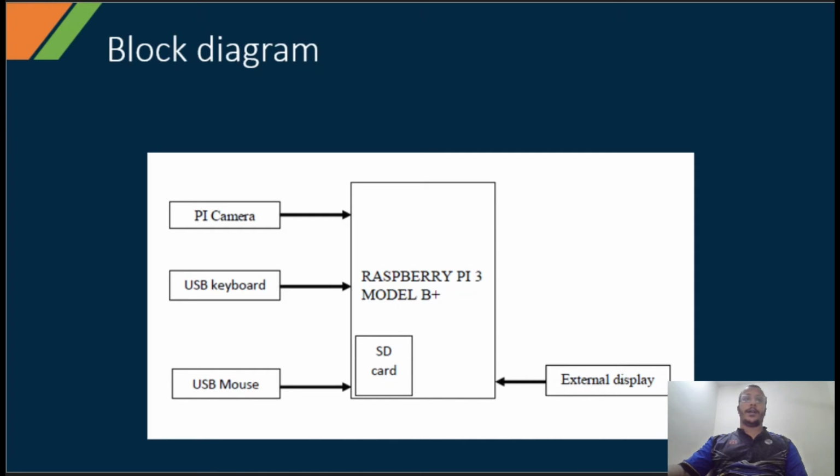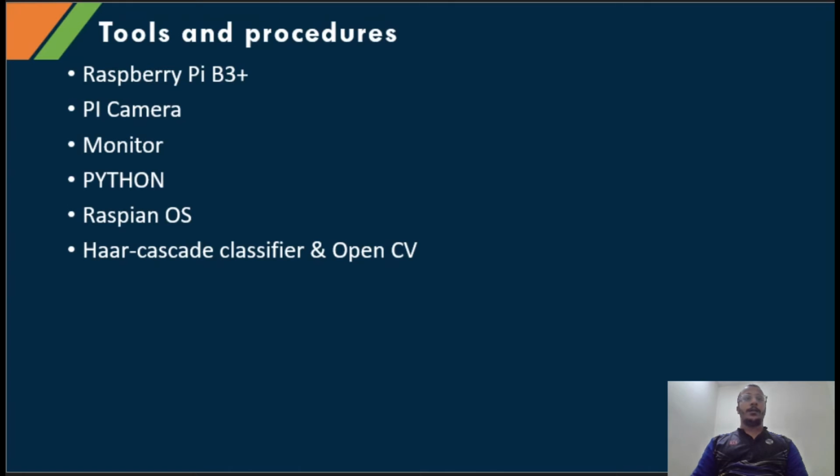This is our block diagram, which is a simple block diagram: just a Raspberry Pi with a USB keyboard and USB mouse. And these are the tools and the procedures we use. Raspberry Pi, of course, and Python, a very popular programming language that is easy to use. Also, the Haar cascade classifier is our main algorithm.